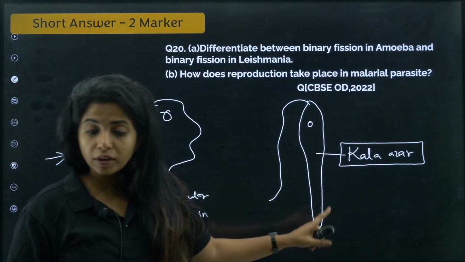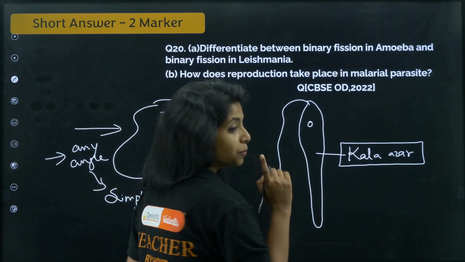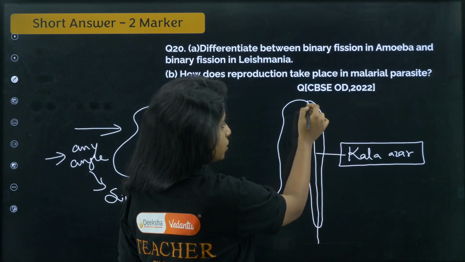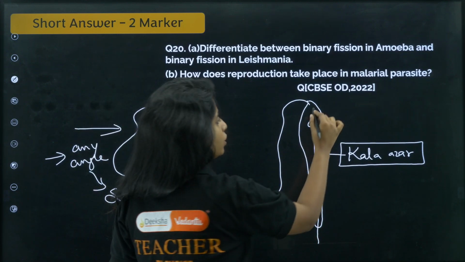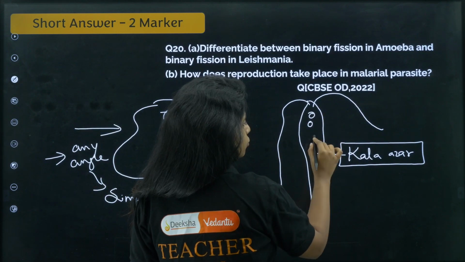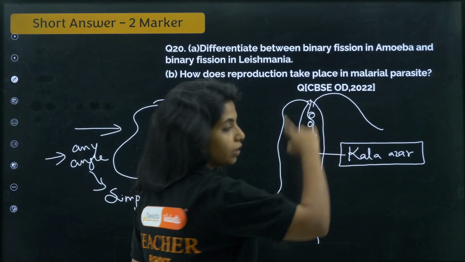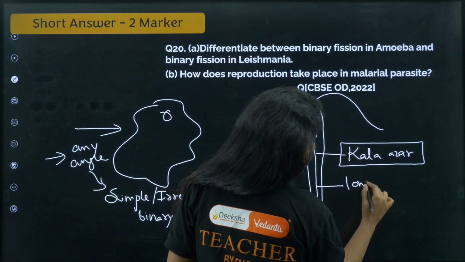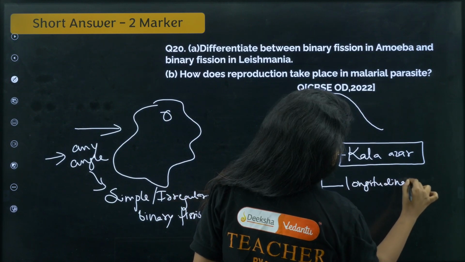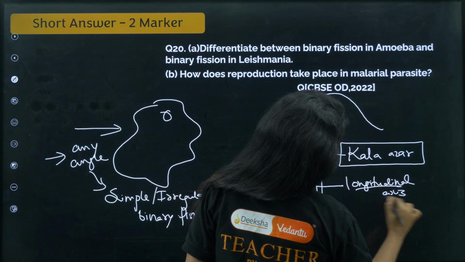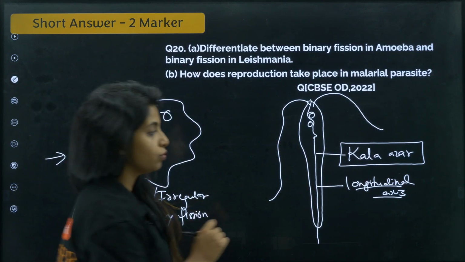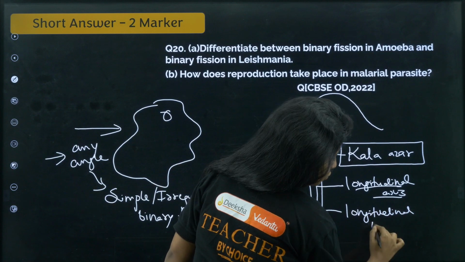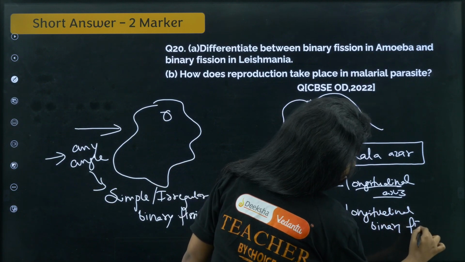Now when you talk about leishmania, they have a specific angle. They are going to get cut through the longitudinal axis. Since you see there's a flagella over here, they have to make a new flagella, they have to divide their nucleus also, and they are going to divide it like this, such that you get 2 different leishmania. So over here they have a specific axis, the longitudinal axis, and this is known as longitudinal binary fission.